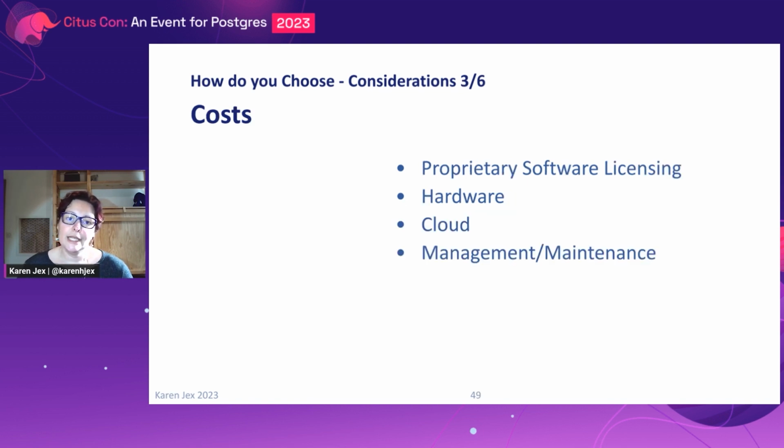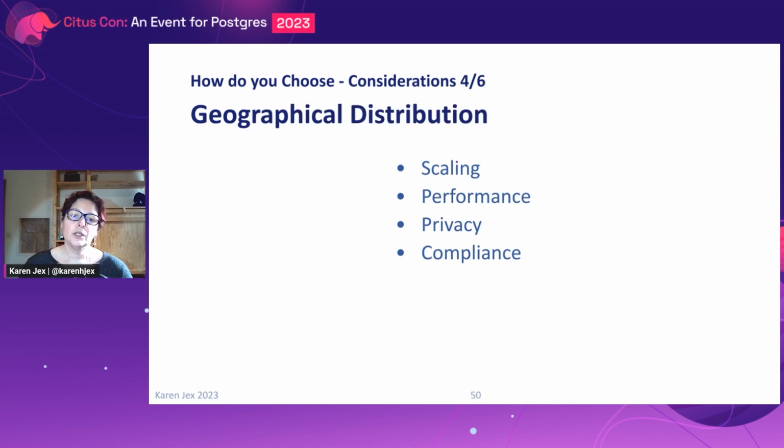There'll be cost implications to the various different architectures. If you're using proprietary software, you could well have licensing implications that you need to look at. How will the choice of architecture affect the costs of hardware or your cloud provider bill? How will the costs of management and maintenance be affected? Do you need geographical distribution? That could be for scaling reasons, for performance, or it could be for privacy or compliance reasons.